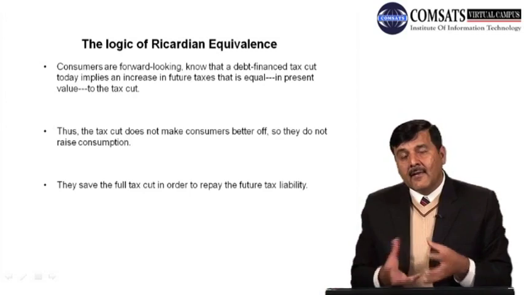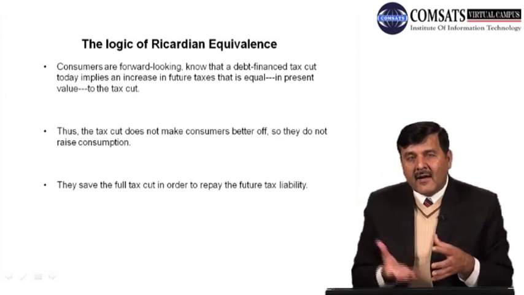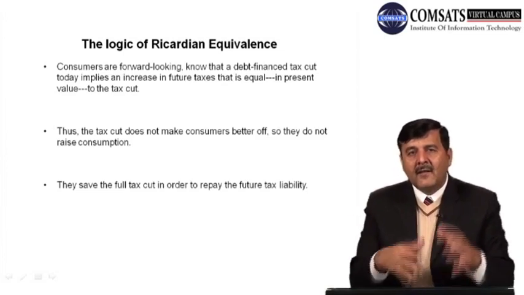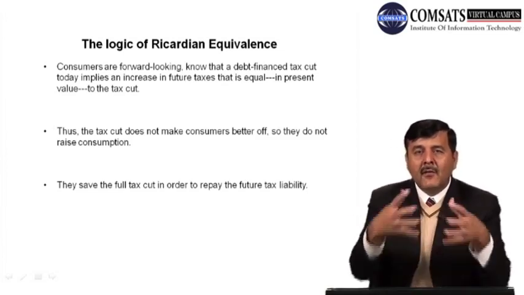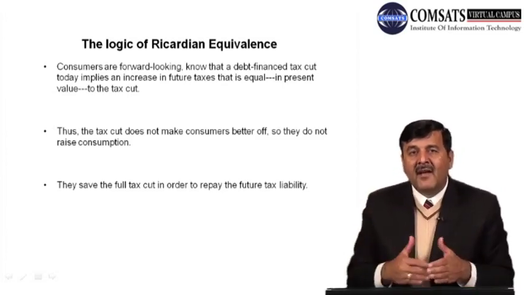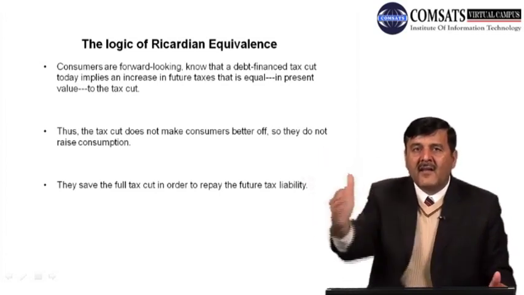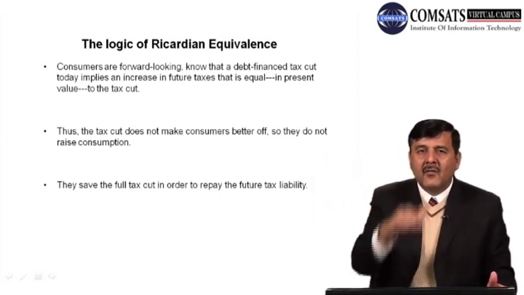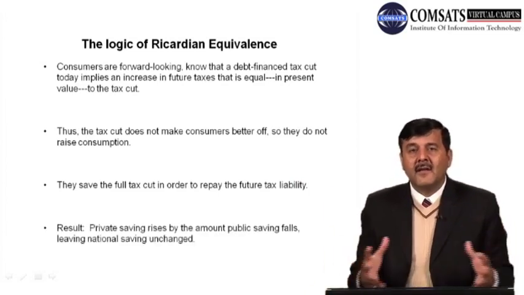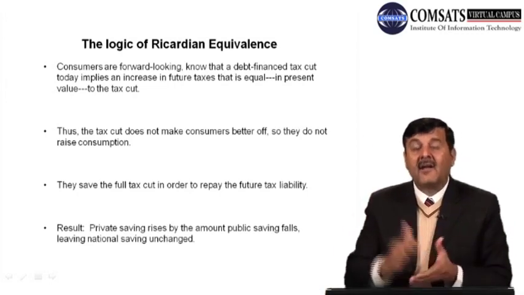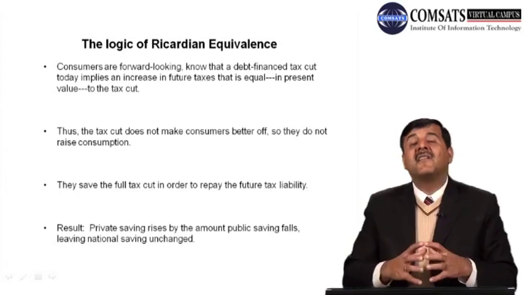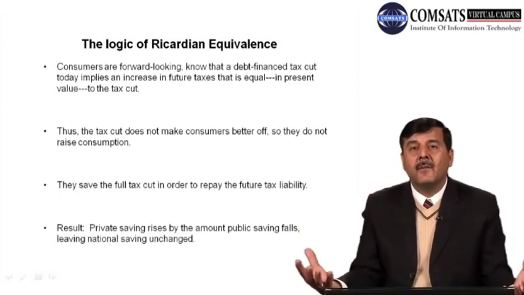तो वो क्या करेंगे, जितना पैसा टैक्स कट की वजह से इजाफा हुआ है उनकी इनकम में, वो उसको सेव कर लेंगे. They will save that money and then in future they will use that saving to repay the higher taxes or the tax liability when the government again will raise their taxes to finance the debt that was due to the tax cut. So what is the result? जब ये होगा, private saving rises by the amount public saving falls, so leaving national saving unchanged, right?